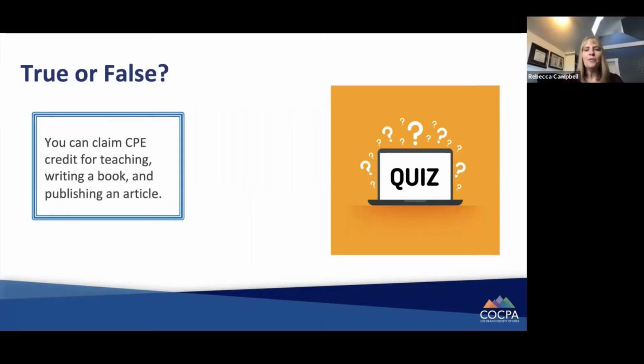Okay, true or false? Hopefully this one will be easy because I talked about this a little bit earlier. You can claim CPE credit for teaching, writing a book, and publishing an article. And be sure you want to answer this question so you can get CPE credit. And while you're answering this question, I'm going to check the chat to see if there are any questions.